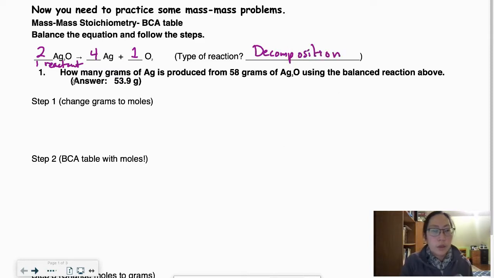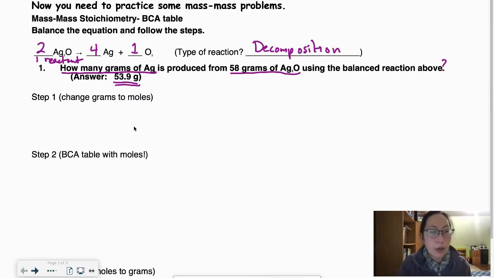All right. So the question is how many grams? Okay, so immediately we know this must be our X. How many grams of Ag, that's what we're being asked, is produced from 58 grams of Ag2O using the balanced reaction above. So here's the answer that we should get. Okay, so you can always check your answer with the answer provided. If you get that answer, you know you did it correctly.